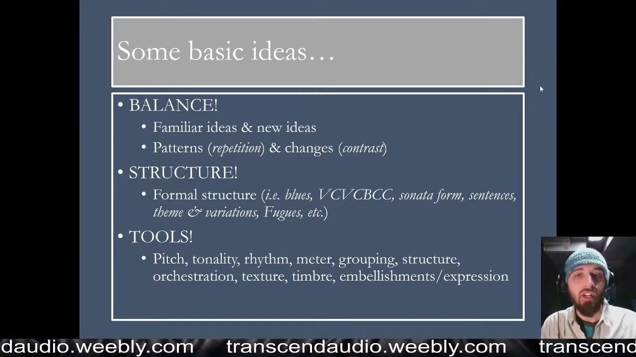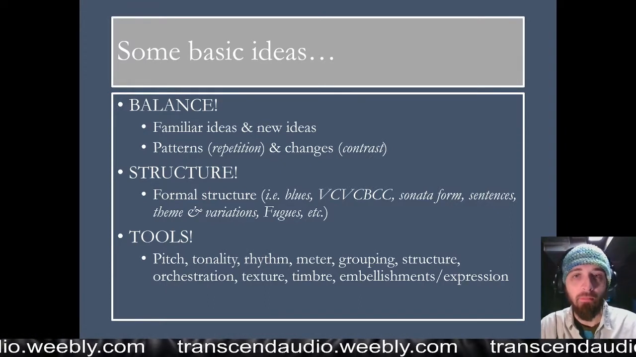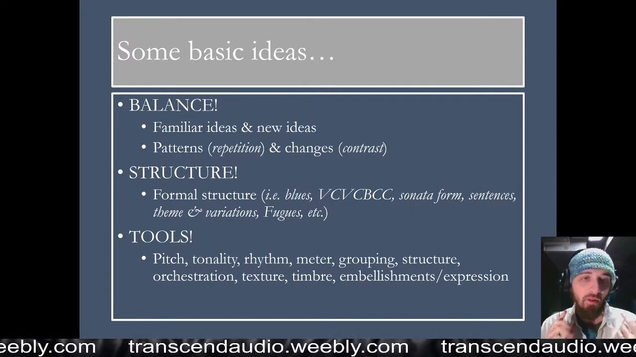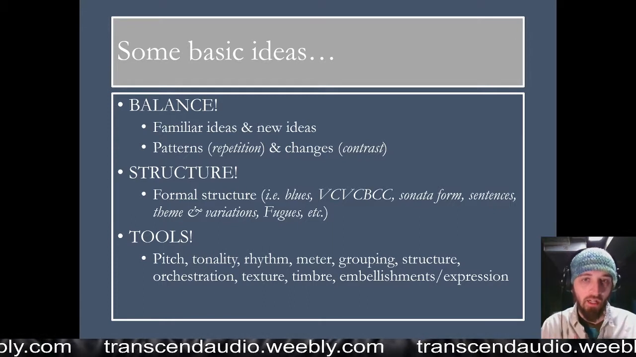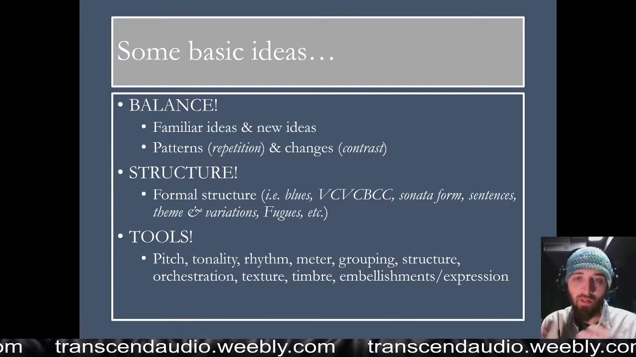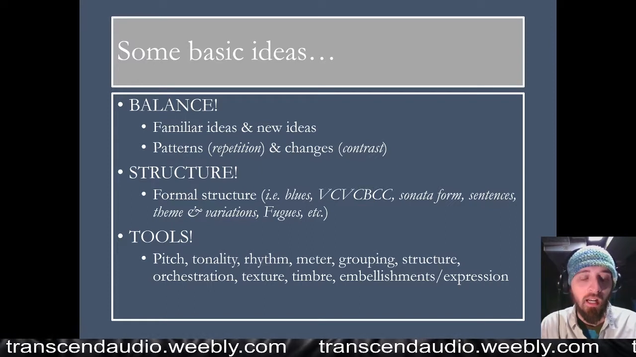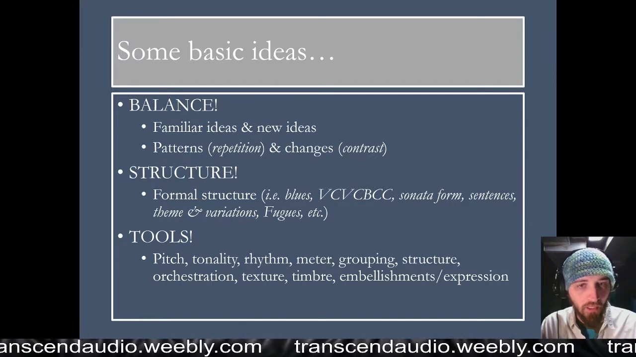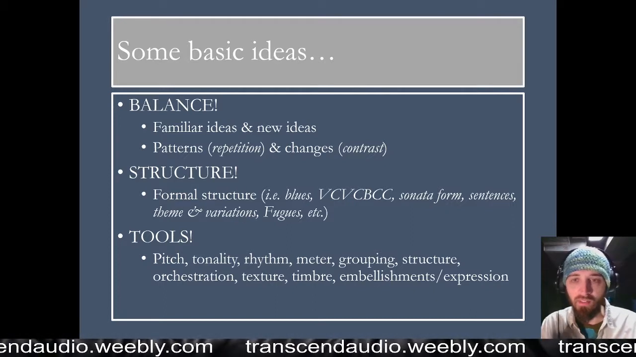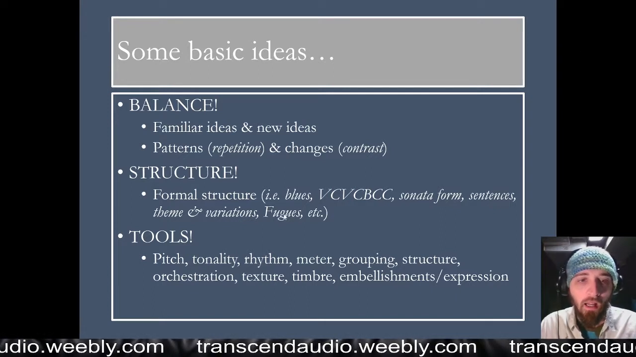Some overarching ideas that we'll be talking about with each of these episodes are a balance between familiar ideas and new ideas, and a balance between patterns, which is repetition, and changes, which is contrast. We'll also talk about structure, which is the actual number of measures or how you repeat sections or phrases. For example, the formal structure, like the blues form, verse, chorus, bridge, double chorus, sonata form, sentences, theme, variations, fugues, things like that. And then the tools we'll be using.